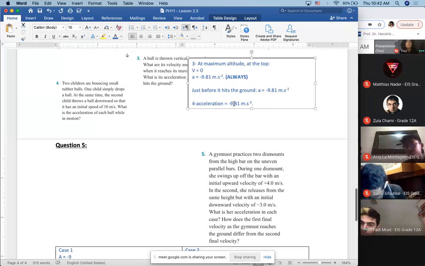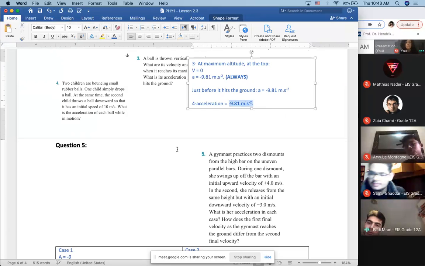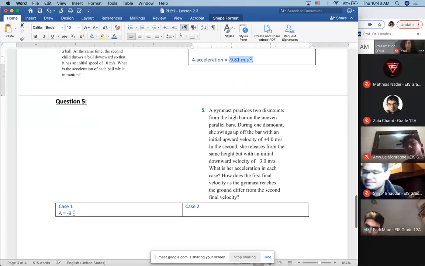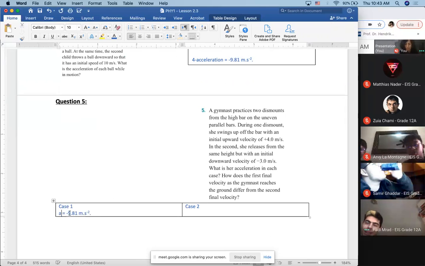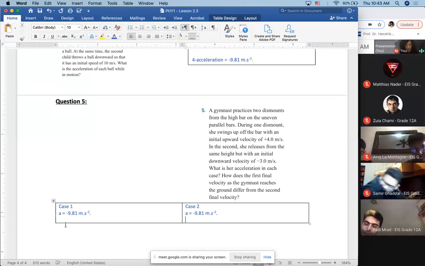This is the acceleration we have to memorize, basically, right? More or less. Okay, so we have the acceleration, which is the same in both cases. Now V initial, in the first case, what's her V initial? It's positive, because she pushes herself up at 4.0 meters per second. In the second case, V initial is negative because she's pushing herself downward.